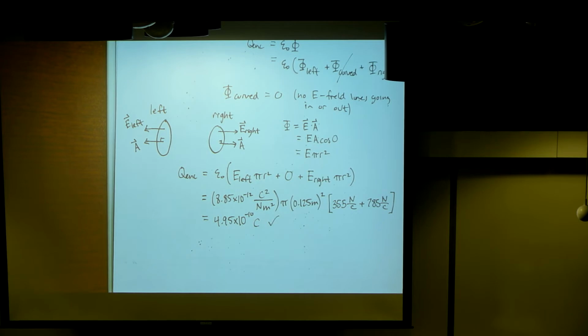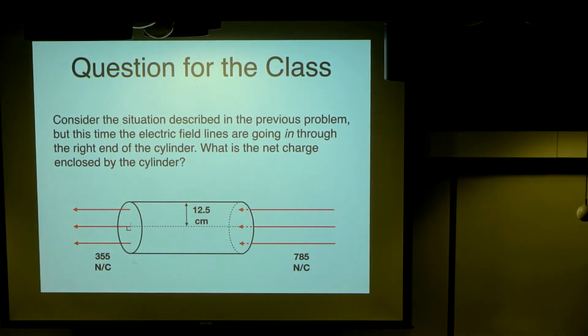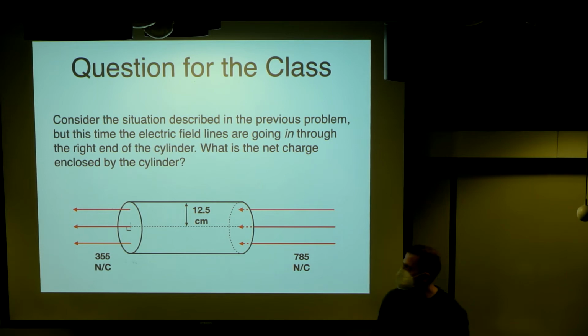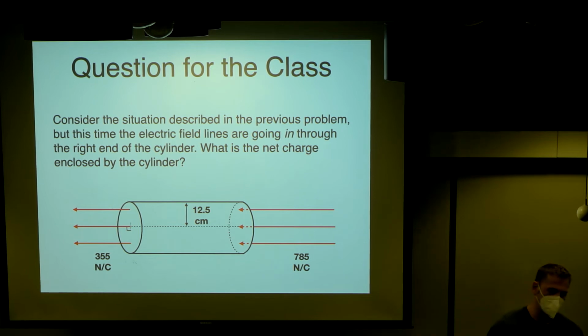I'm going to give you a slight variation on this one for you to work out. Everything is the same except one thing. The E field at the right end is now going in towards the cylinder as opposed to coming out. All the other values are the same as before. So in this situation, same question, what is the total charge enclosed by this cylinder?